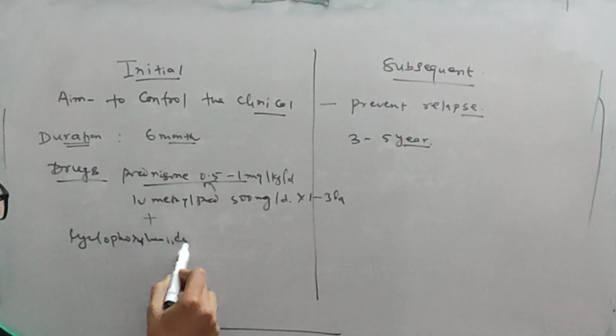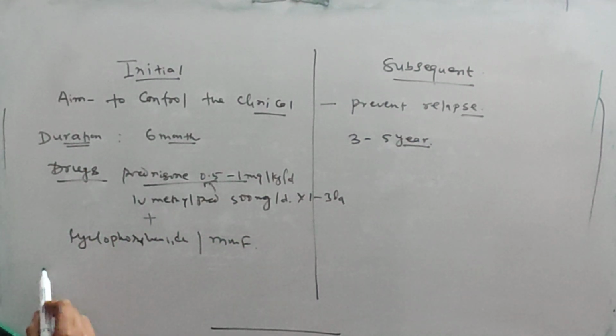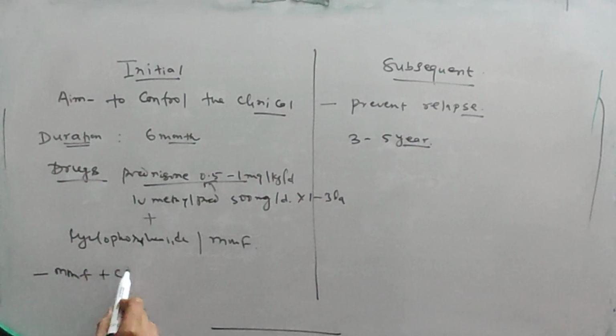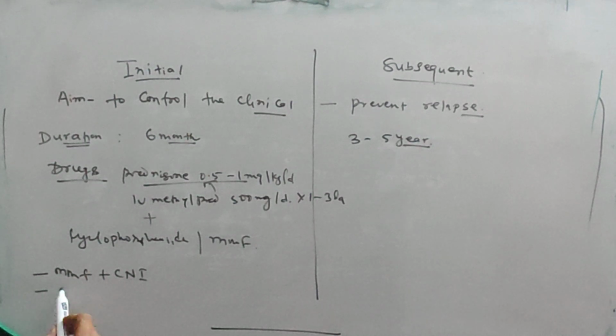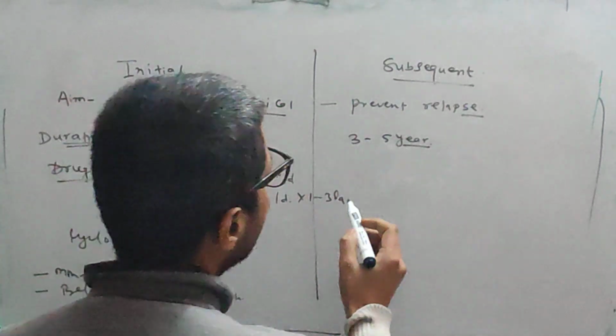Cyclophosphamide or mycophenolate. And alternative drugs are also there, like you can give mycophenolate with calcineurin inhibitors like tacrolimus, cyclosporin, voclosporin, or you can give Belimumab with cyclophosphamide. This is an inhibitor of B lymphocytes. Okay. So this is regarding initial therapy.